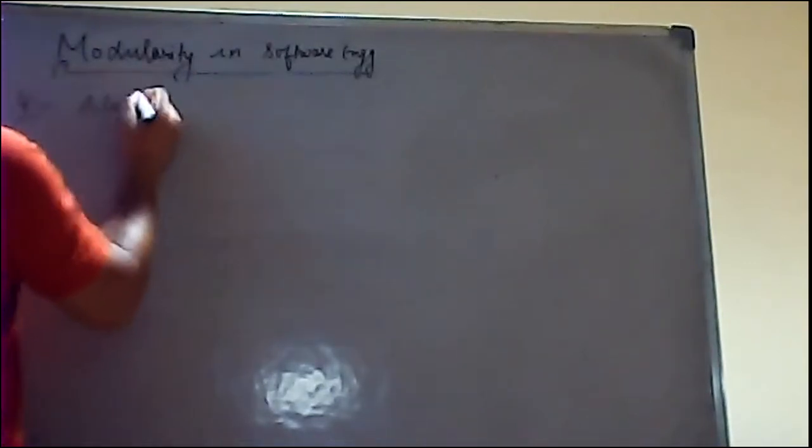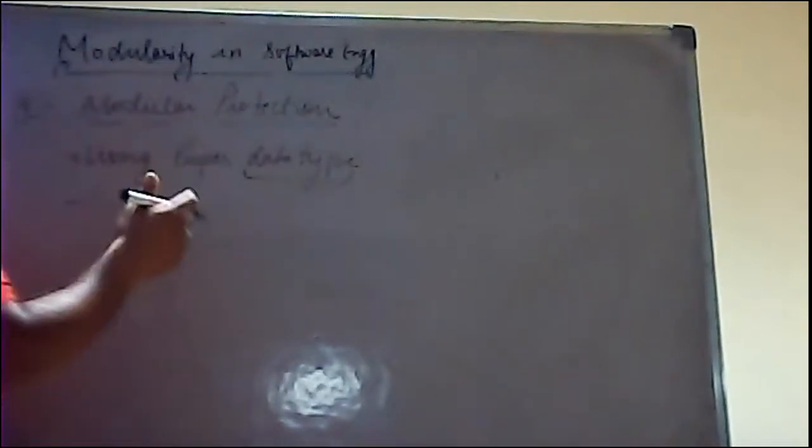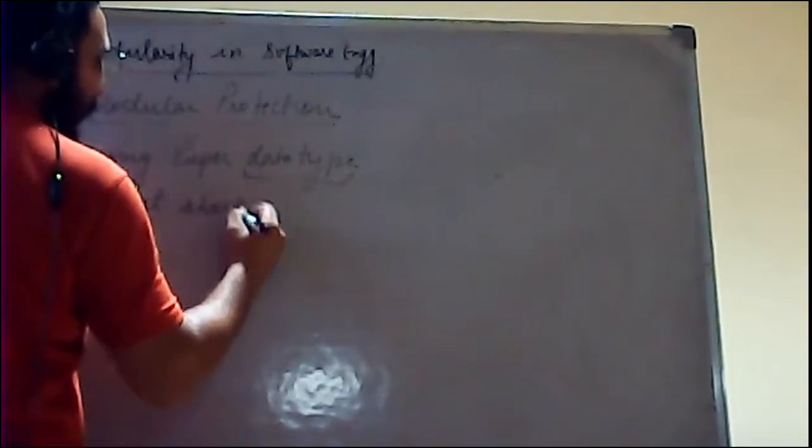And last is your modular protection. Your module should be protected. How can it be protected? Using proper data types while coding. Like if there are integer values, you will use integer. If you have a short integer, you will write short, then you will give your value.